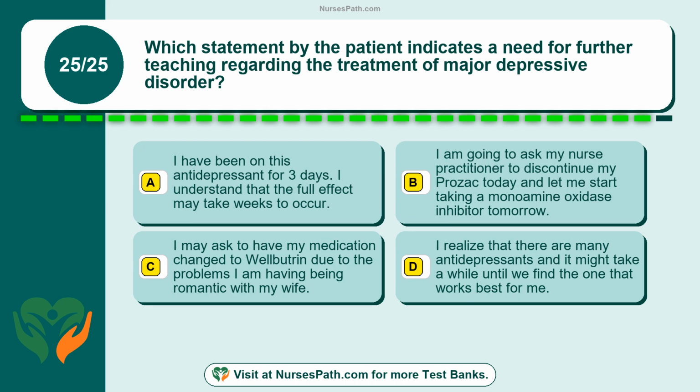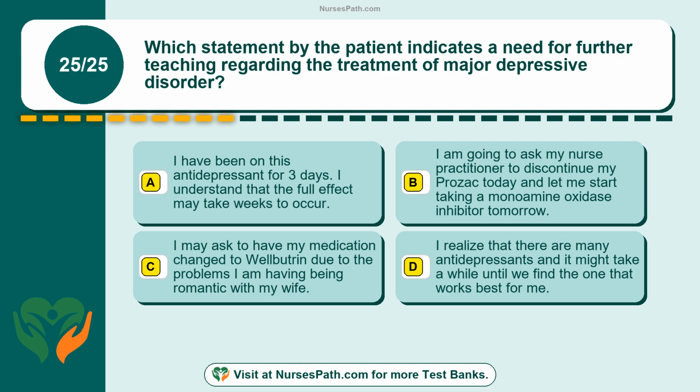Question 25. Which statement by the patient indicates a need for further teaching regarding the treatment of major depressive disorder? Option A. I have been on this antidepressant for 3 days. I understand that the full effect may take weeks to occur. Option B. I am going to ask my nurse practitioner to discontinue my Prozac today and let me start taking a monoamine oxidase inhibitor tomorrow.